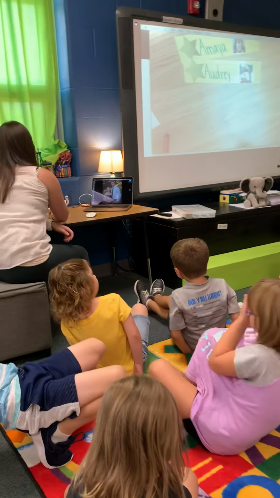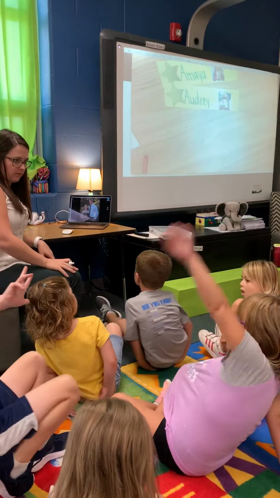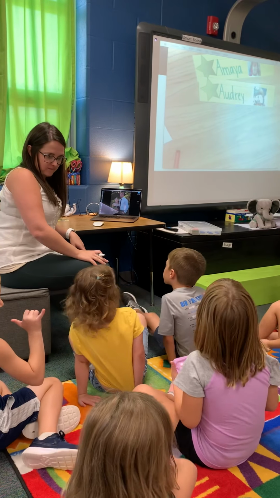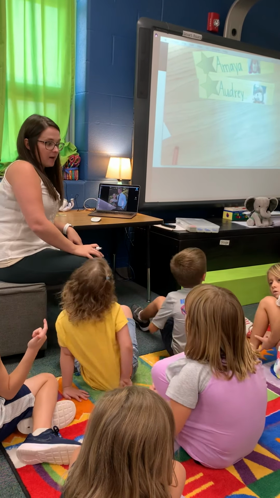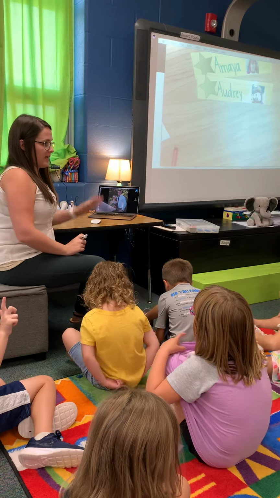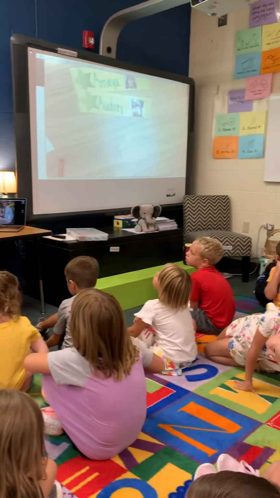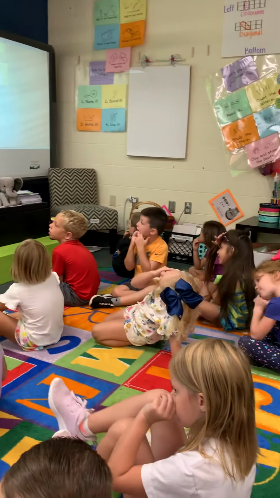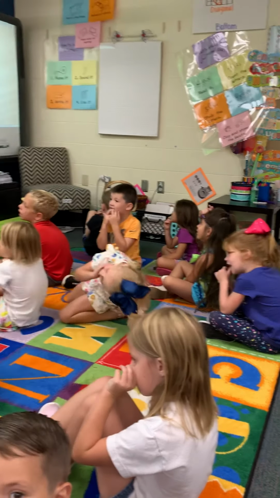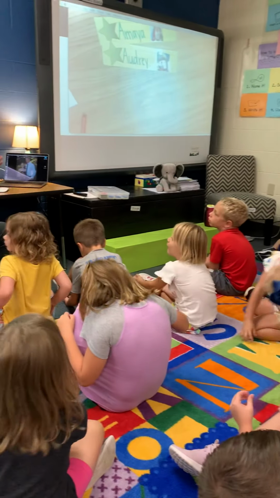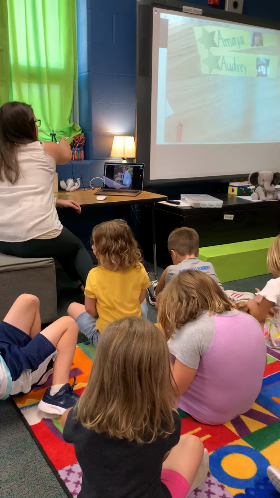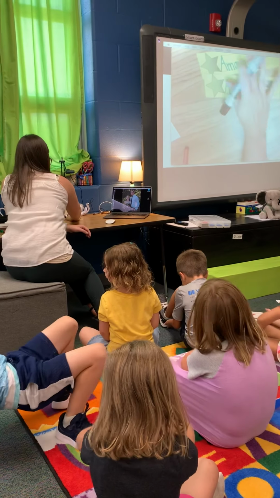And why does A make 2 sounds? Because the name starts with an A. Does anybody remember why A, E, I, O, U all make 2 sounds? Because they are vowels. Okay, so Miss Black's got our uppercase A.